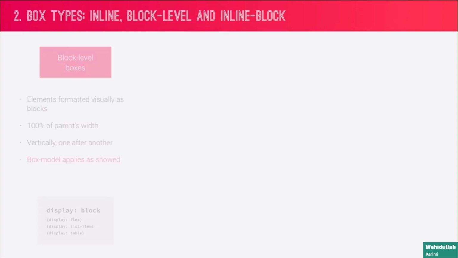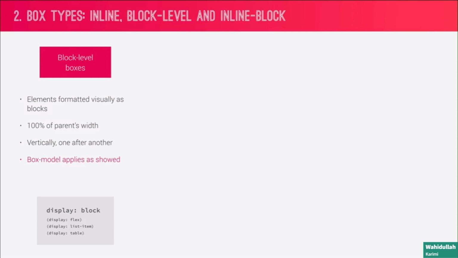Now, first off, the type of a box is always defined by a display property, which I'm sure you know already. So in the case of the block level element, the display property is usually set to block. But please note that the values flex for flexbox layout, list item, and table also produce block level boxes. Now, all HTML elements have a default display property, and elements such as paragraphs or divs, which are usually formatted visually as blocks, have their display property set to block by default. We can always, of course, change this property manually, which can be very useful in some cases.